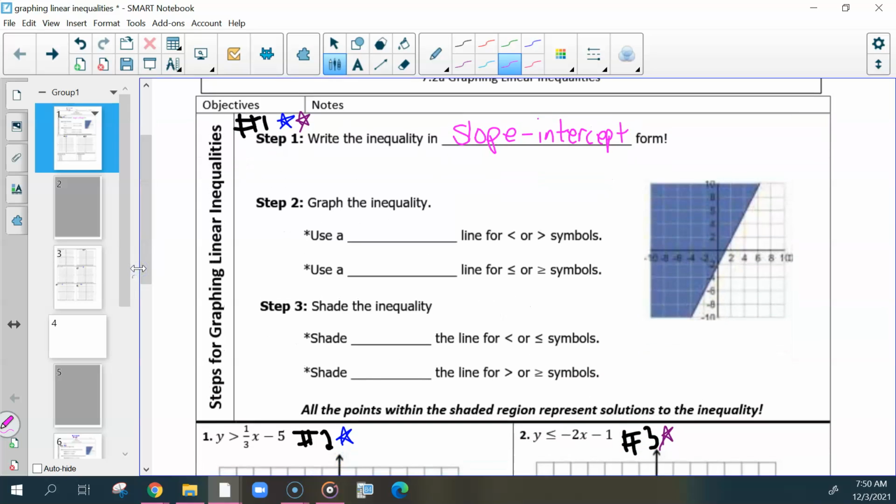If we have a strictly less than or strictly greater than sign, we're going to use a dashed line. So it's not going to be a solid line like we usually draw. It will have spaces in between them. But if we have a less than or equal to or greater than or equal to, we're going to use a solid line. So that would be like the lines we usually draw.